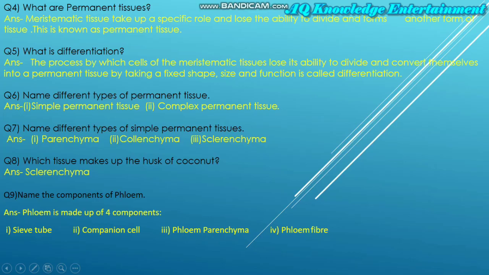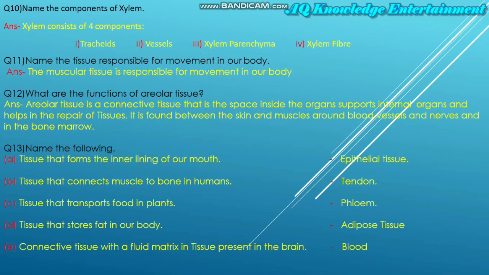So there are four components. The phloem is made up of four components. The first one, sieve tubes. The second, companion cells. The third, phloem parenchyma, and the fourth one is phloem fibers.